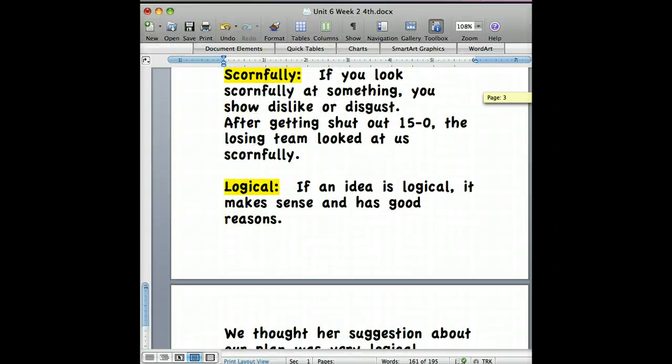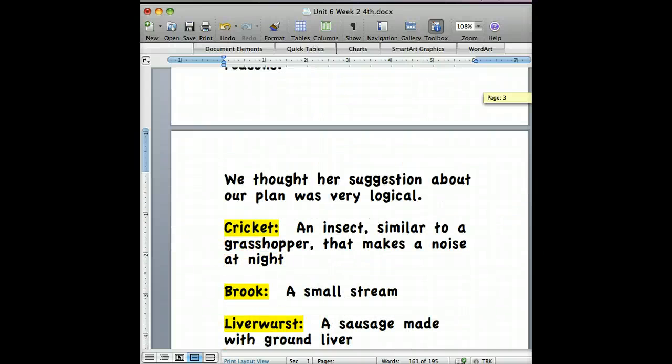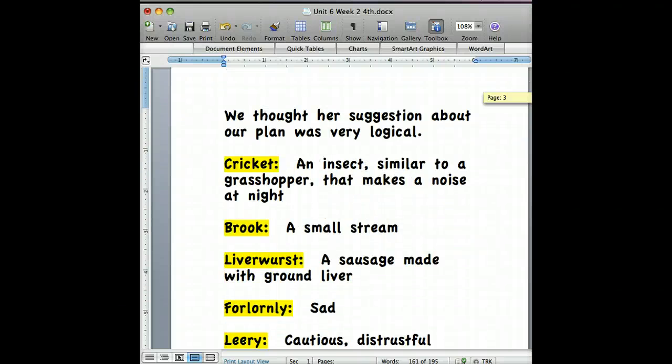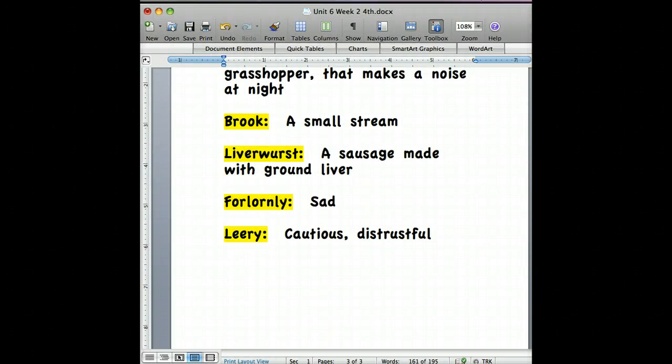Logical. If an idea is logical, it makes sense and has good reason. Cricket. An insect similar to a grasshopper that makes a noise at night. Brook. A small stream. Liverwurst, a sausage made with ground liver. Forlornly, sad, and leery, cautious and distrustful.